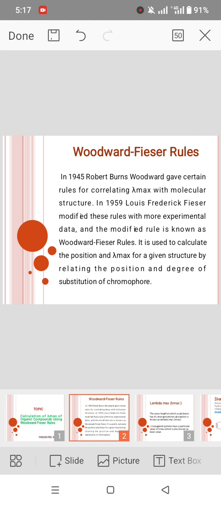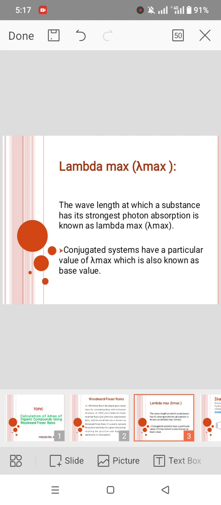Now, what is the application of this rule? This rule is used to calculate the position of lambda max for a given structure by relating the position and degree of substitutions of the chromophore.